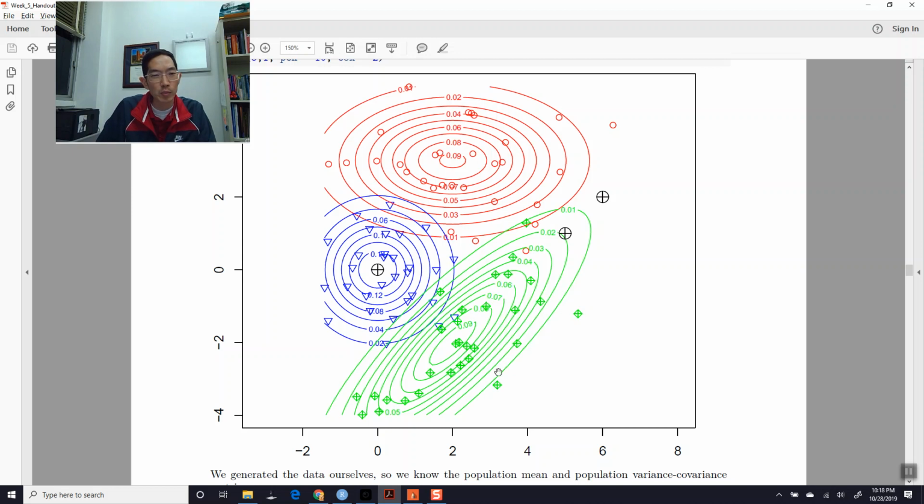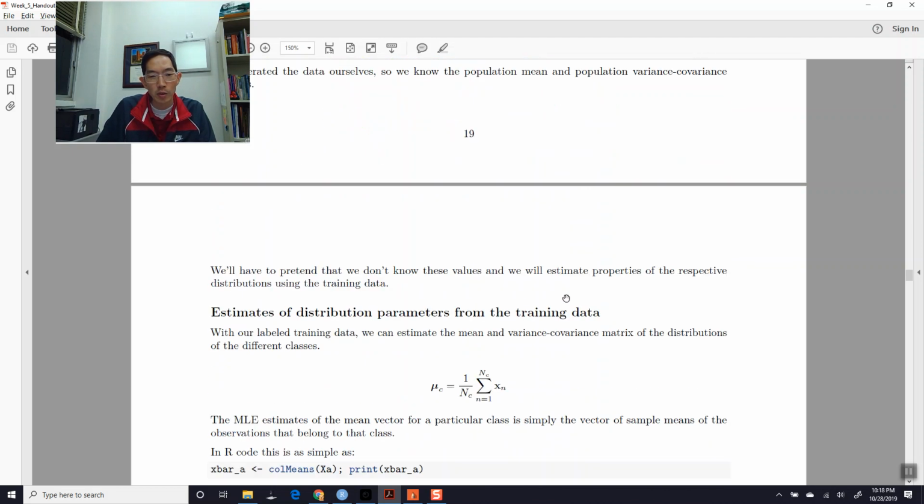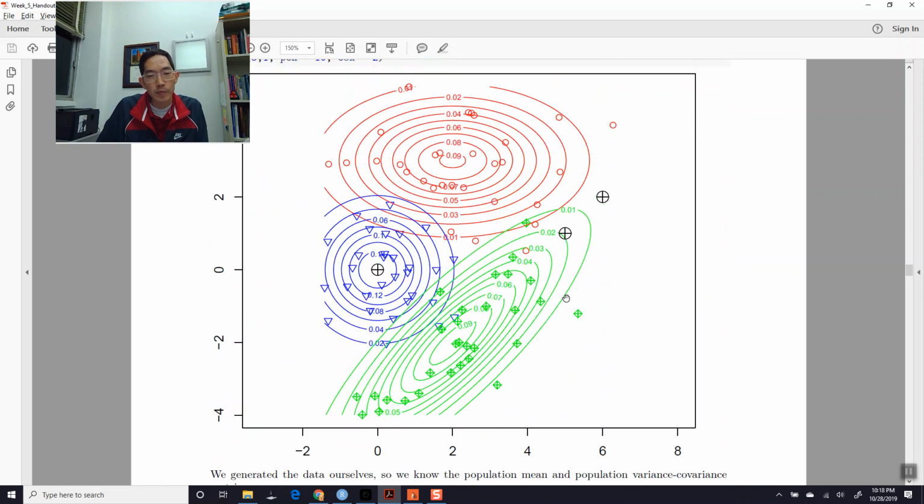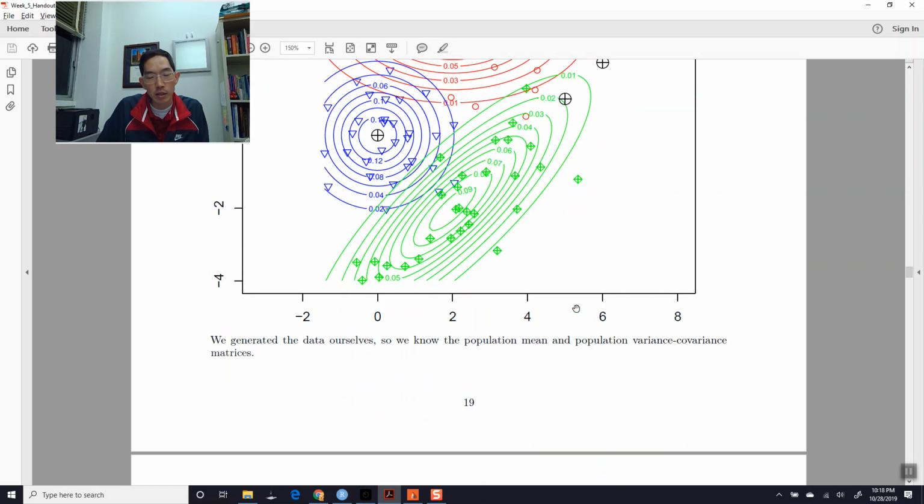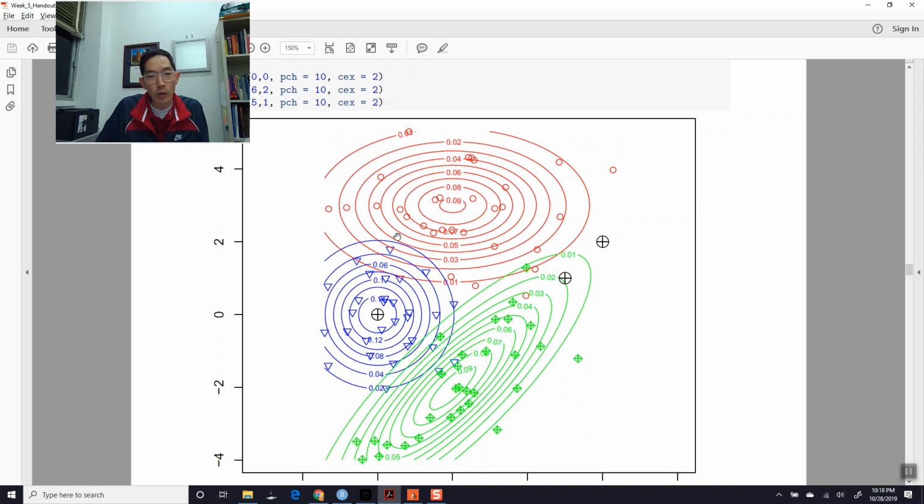So we generated the data ourselves, so we know exactly where the mean and the variance matrix are, and I'm able to plot these. But in real life, we only get to see the data. We don't actually get to see the properties of the population that produces these data.